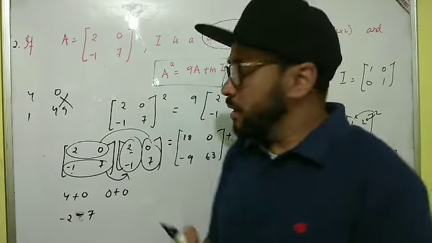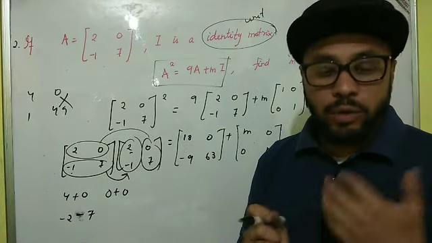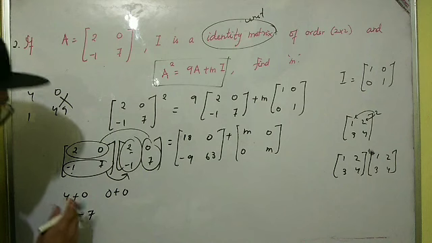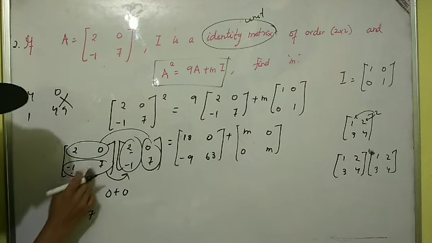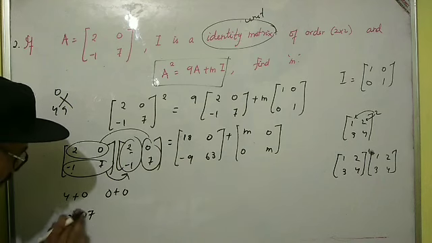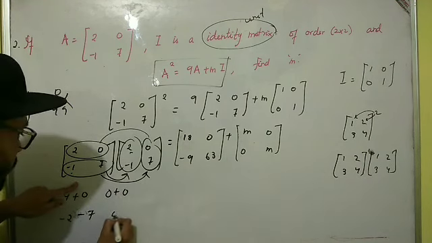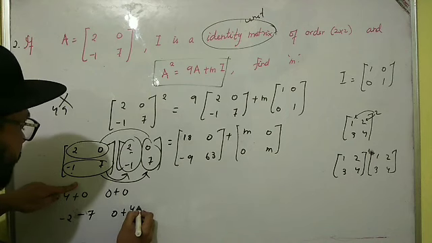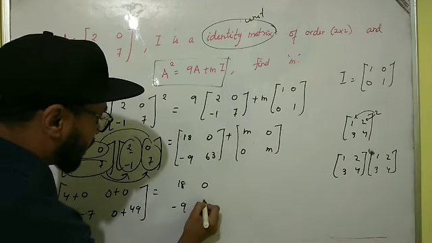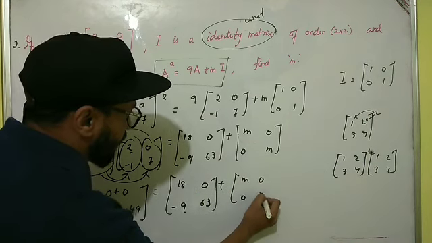So when you multiply, this is the rule to multiply two matrices, but when you do any calculation, BODMAS is very, very important. So you have to follow BODMAS. Here, why minus? Because actually it is plus, but when you multiply 7 1s are 7, plus into minus is minus, so that's why it is minus. Now repeat the same thing with this one. 1 into 0 is 0, plus 7 7s are 49. So this will be equal to 18, 0, minus 9 and 63, plus m 0 0 m.